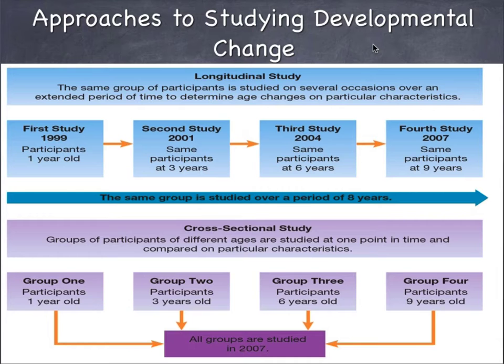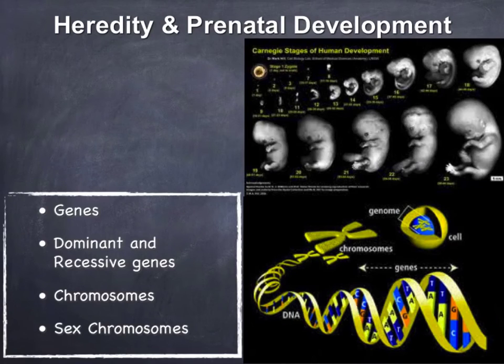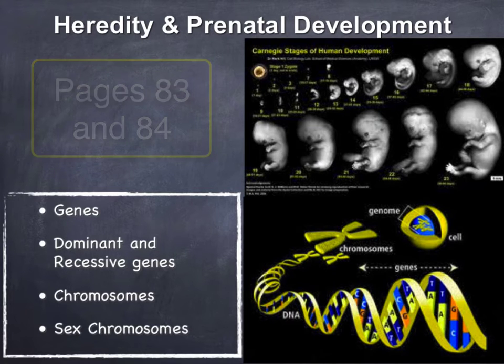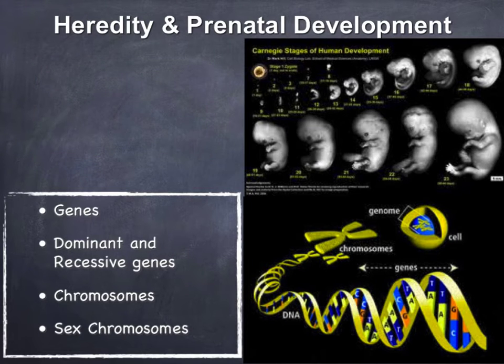So let's begin with heredity and prenatal development. Part of what you need to pay attention to in your textbook is the elements about genes, dominant and recessive genes, chromosomes, and sex chromosomes. This is looking at the development from conception to birth. And you'll find a lot of this in your textbook. Now we'll move quickly into, but we'll follow up on, these stages of development in prenatal development.